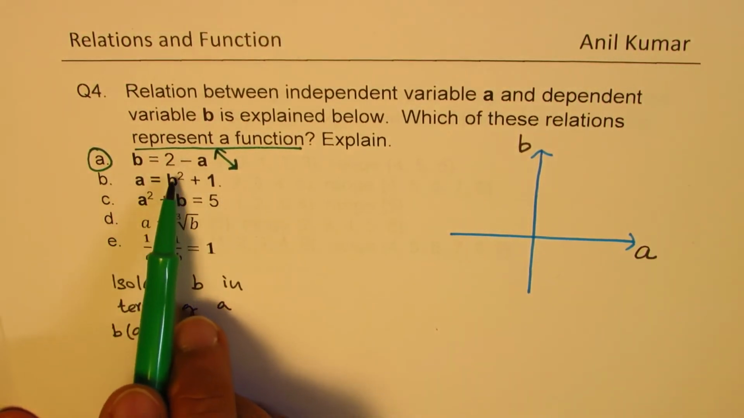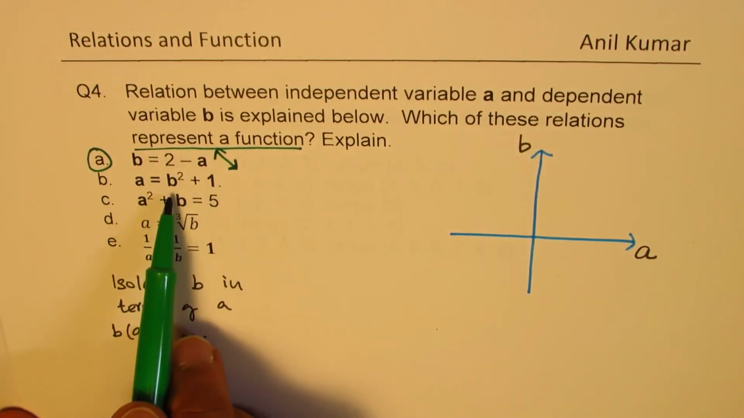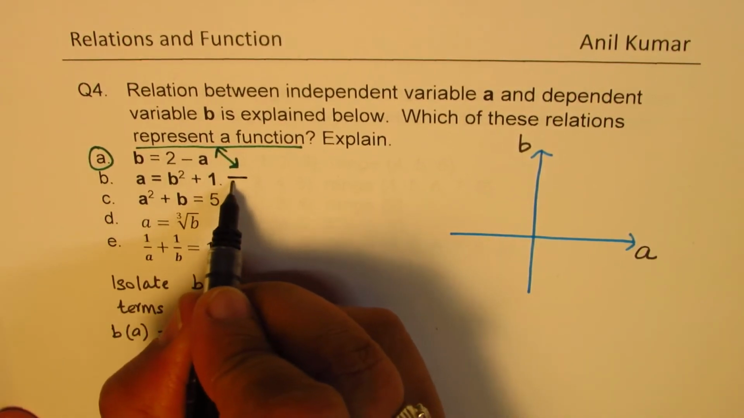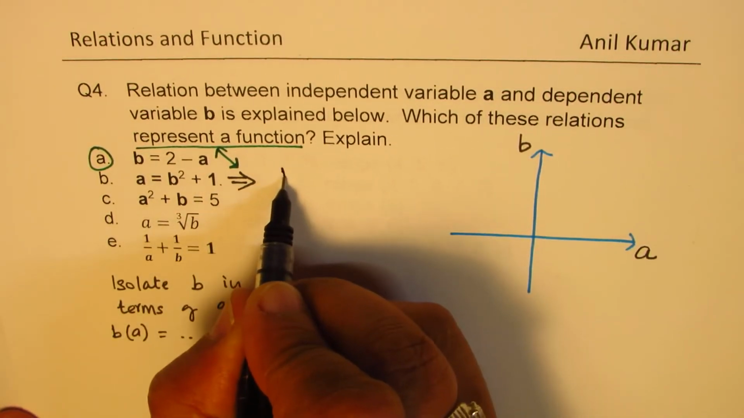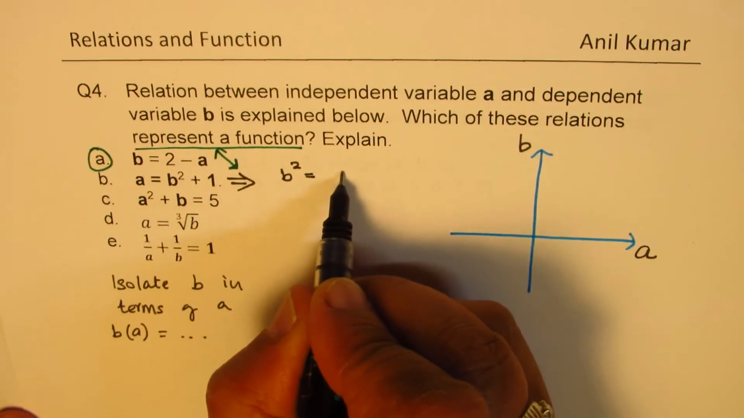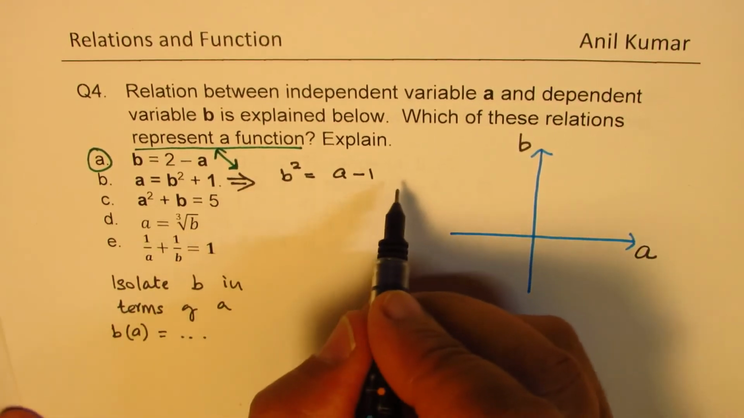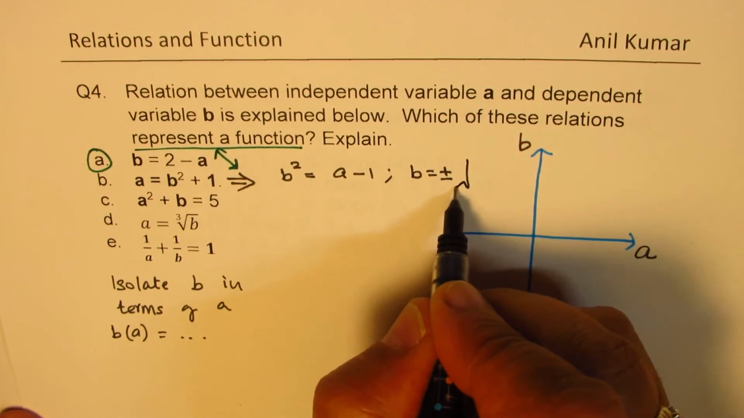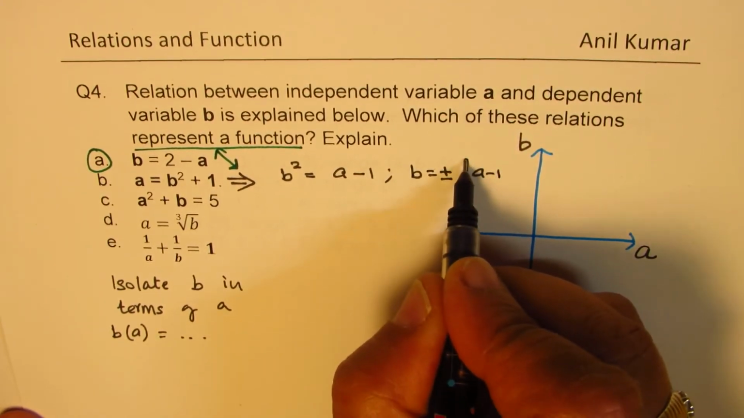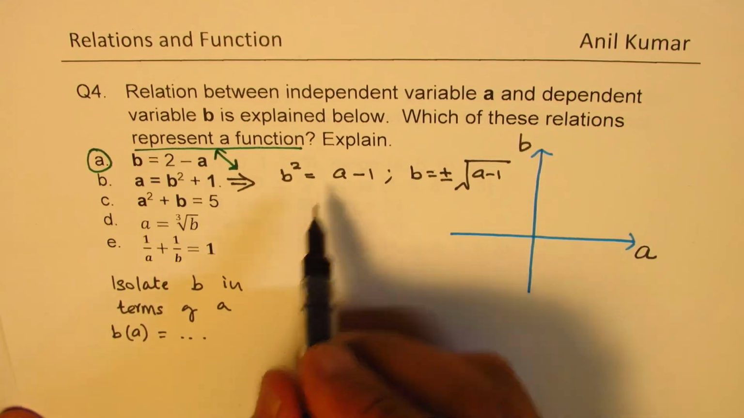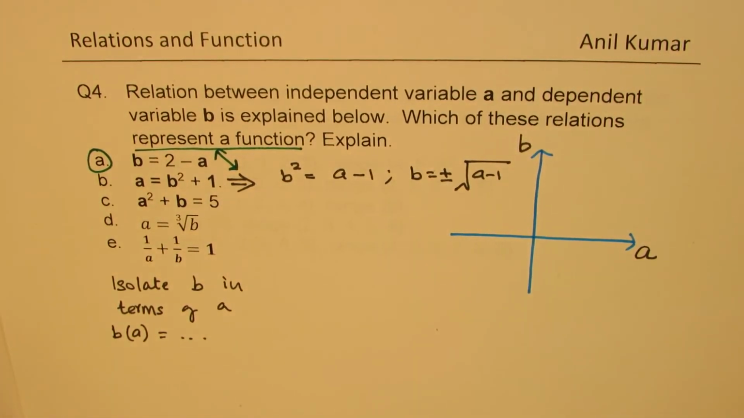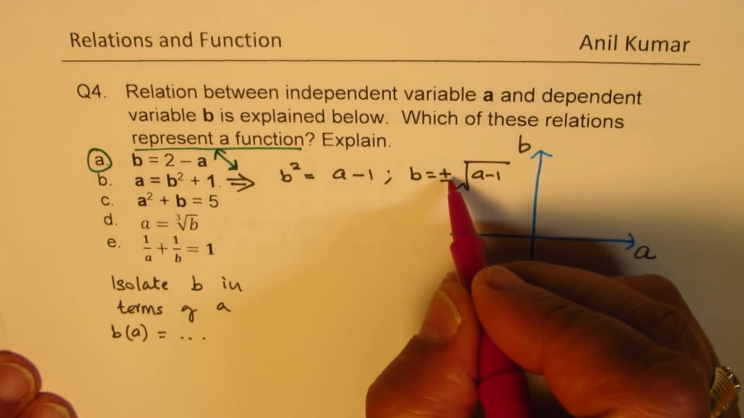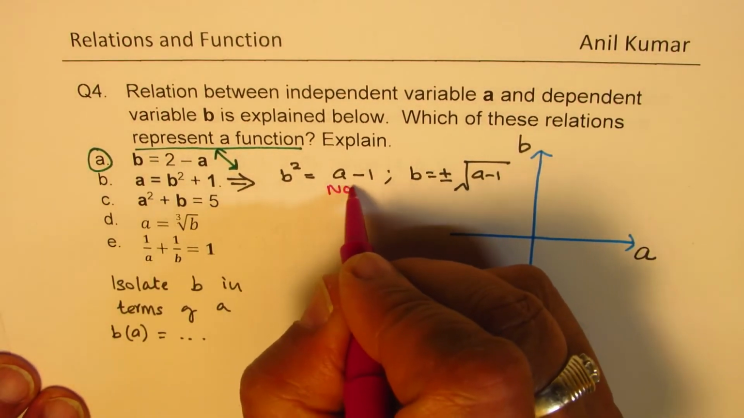Second one, A equals B squared plus 1. We have to isolate B. So if I do that, what do I get? B squared will be equal to A minus 1. And from here, we can write B equals plus minus the square root of A minus 1. Whenever you do square root, you get plus and minus. As soon as you get plus and minus, we know it is not a function. Is that clear to you? Because for any value of A, you might get 2 values of B, right? Plus and minus. So not a function.